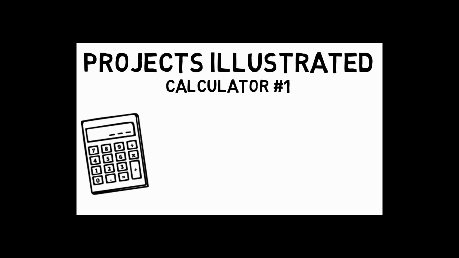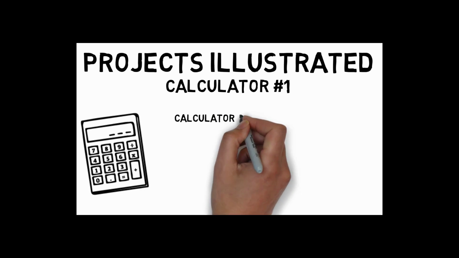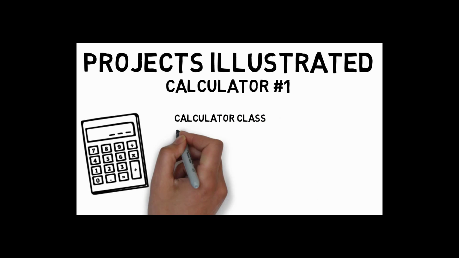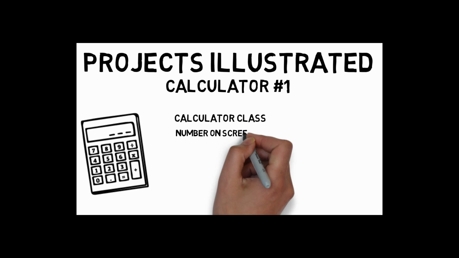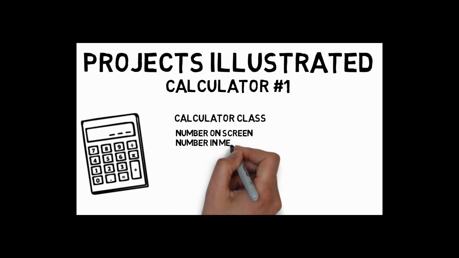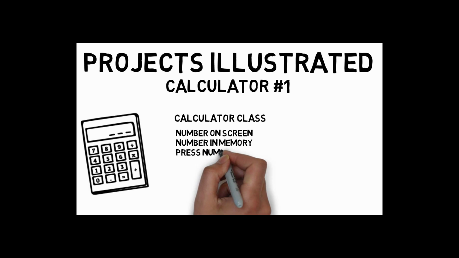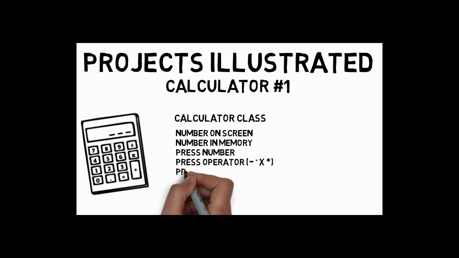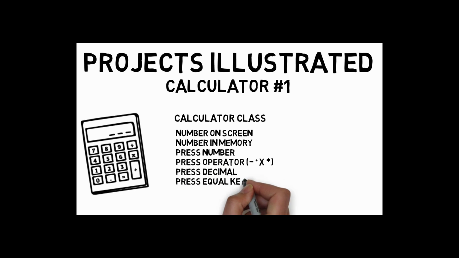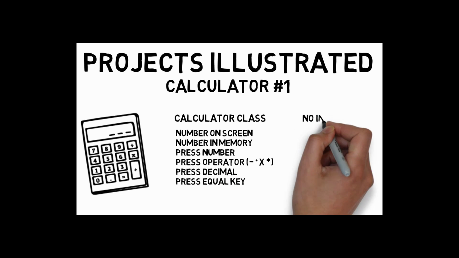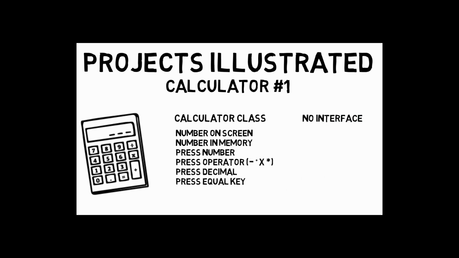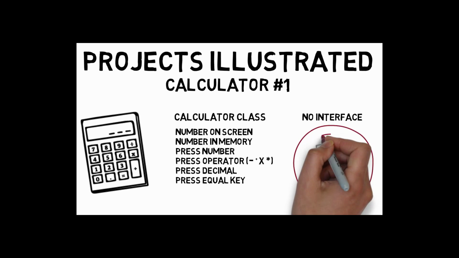It's going to have the functionality of a calculator with one exception, no interface. So we're going to do the numbers on the screen, numbers in memory. That's when you press equal and start to type in a new number. The operator, plus, minus, whether you press a decimal, whether you press the equal key. We'll also throw in the clear key, but no interface whatsoever. We're going to do all of this from the command line.